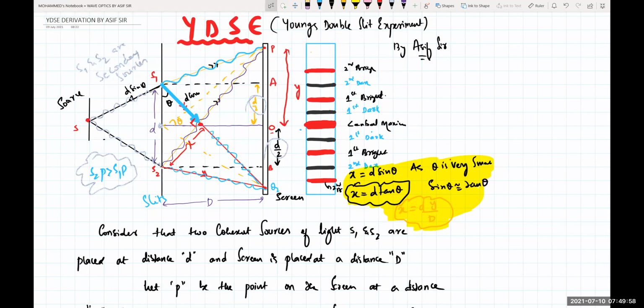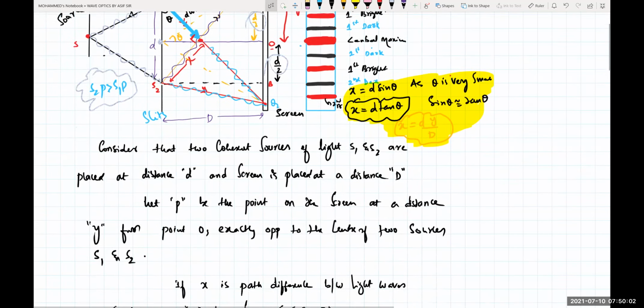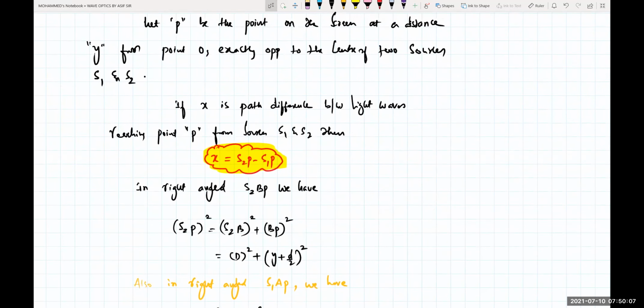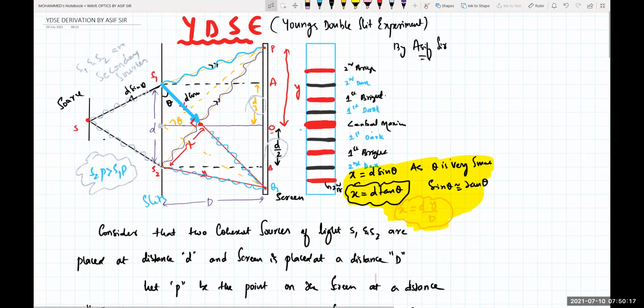S2P minus S1P, the larger distance minus the smaller distance. Clear? Now let us try to calculate mathematically the value of X. In the right angle triangle, which right angle triangle am I taking here? The right angle triangle S2BP. This is S2, this is B, and this is P. So it looks like this.